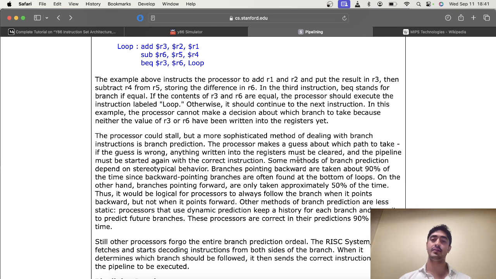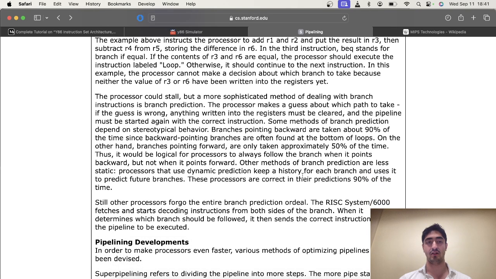The processor makes a guess about which path to take. If the guess is wrong, anything written into the registers must be cleared, and the pipeline must be started again with the correct instructions. Some methods of branch prediction depend on typical behavior. Branches pointing backward are taken about 90% of the time, since backward pointing branches are often found at the bottom of loops. On the other hand, branches pointing forward are only taken approximately 50% of the time.